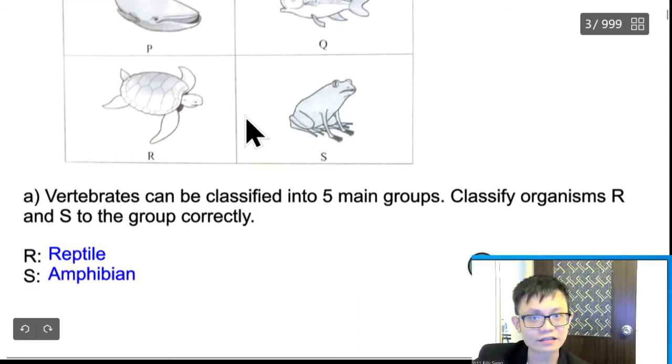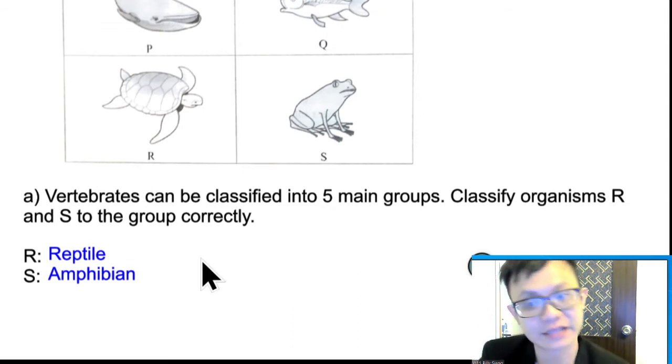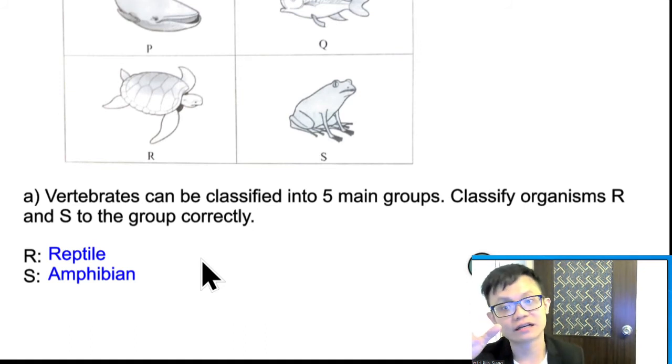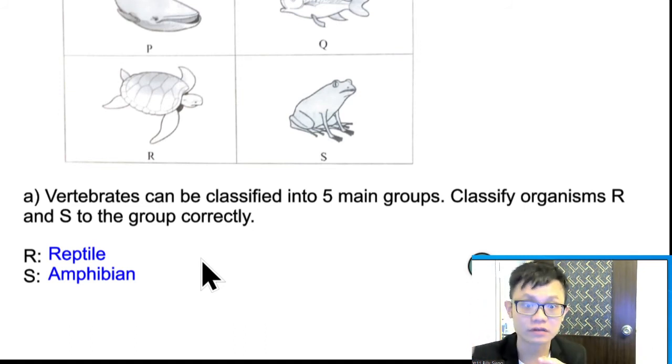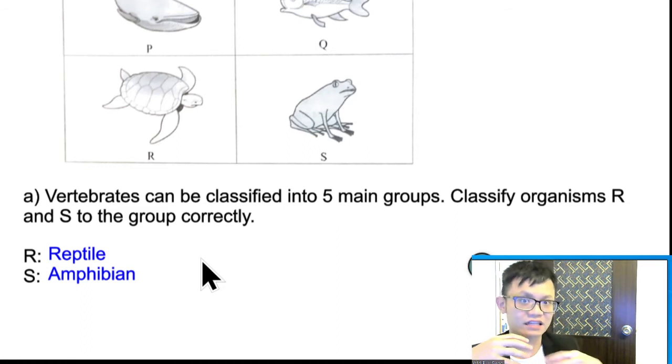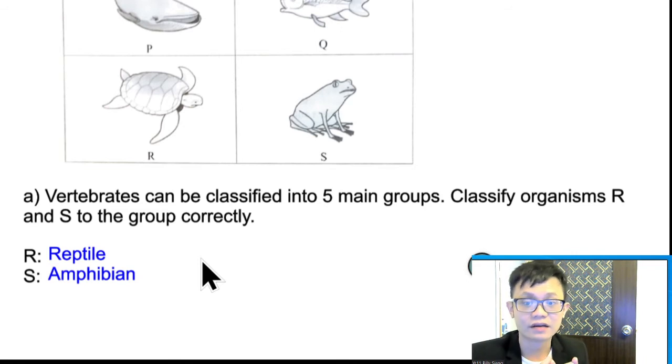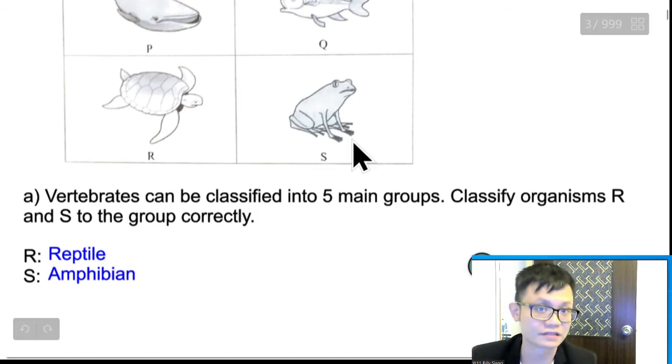So what is the difference between reptile and amphibian? One of it is the skin. Reptiles and amphibians both can live on land and in water, right? The turtle can live on land and in water. Frog also can live on land and in water. But reptiles, like crocodile or turtle, look more like dinosaur because the skin is harder. For amphibian, we can see that the skin is moist, soft skin.